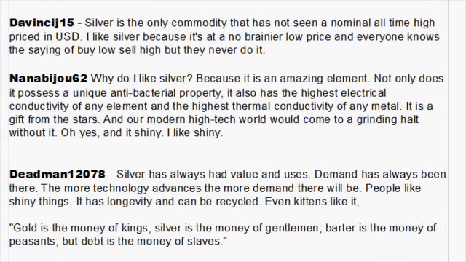Da Vinci: Silver is the only commodity that has not seen a nominal all-time high priced in US dollars. I like silver because it is at a no-brainer low price, and everybody knows the saying of buy low, sell high, but they never do it.